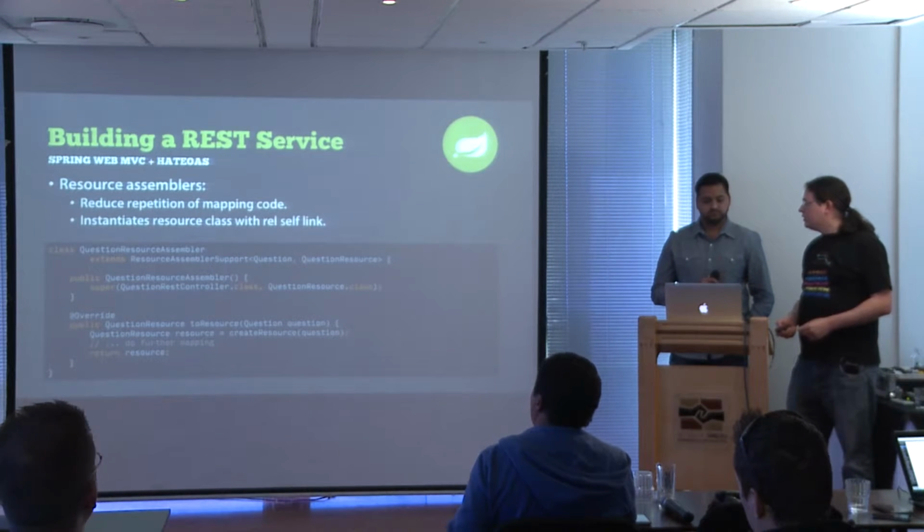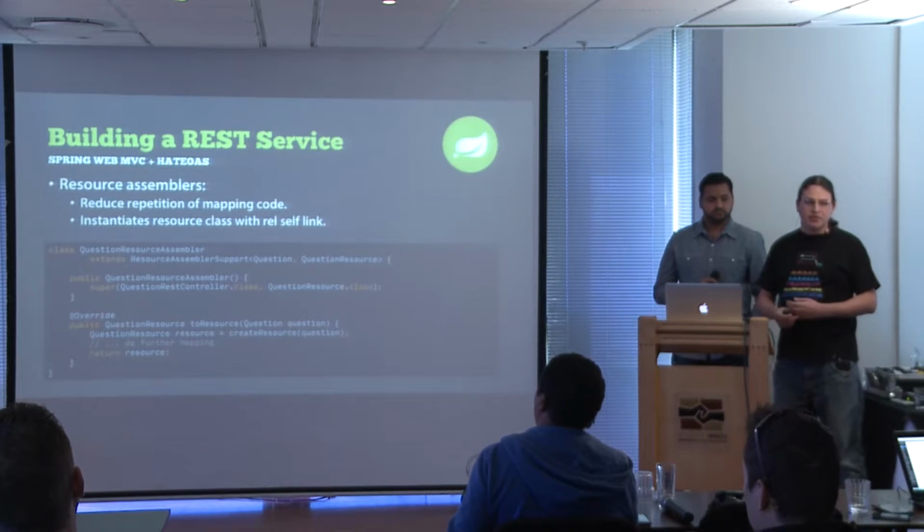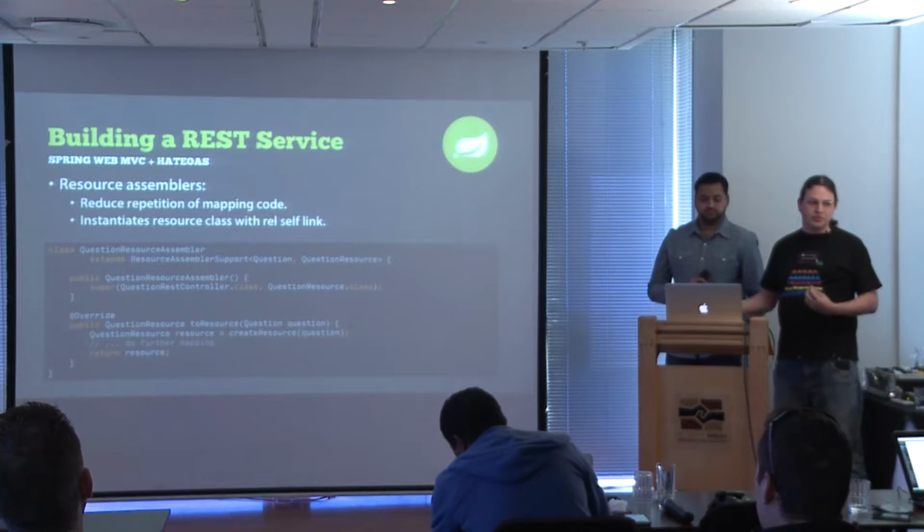Cool. Then the last bit is just resource assemblers. So resource assemblers basically just take care of converting your domain model object into a resource. So it's just a standard interface for doing that. This puts that code in a standard place basically, and then HATEOAS uses that. Cool. So yeah, I think that kind of covers Spring Web MVC HATEOAS.